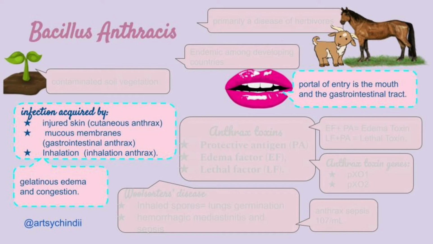In humans, infection usually occurs by entry of spores through injured skin, known as cutaneous anthrax. It is uncommon through mucous membranes, known as gastrointestinal anthrax, or by inhalation of spores into the lungs, known as inhalation anthrax. Once the spores germinate, the bacilli spread via the lymphatics to the bloodstream, and gelatinous edema and congestion form.